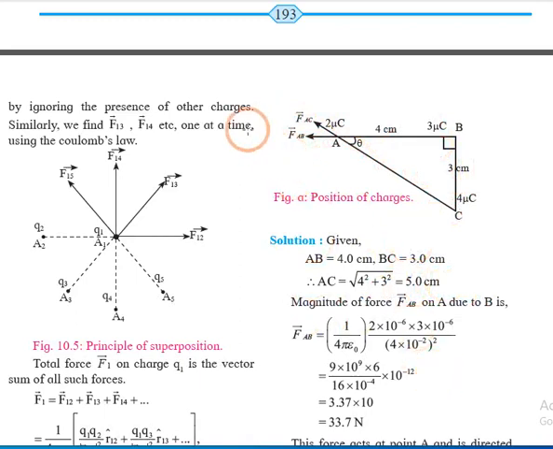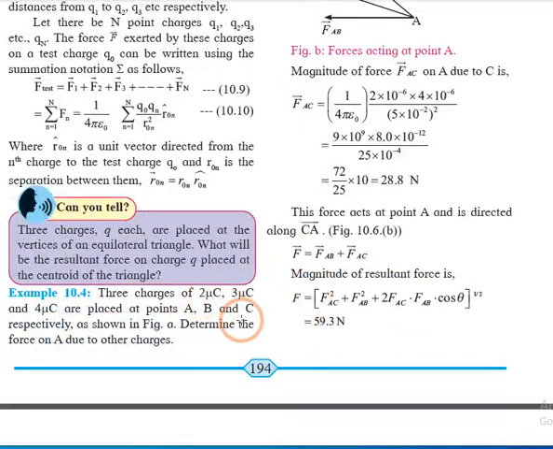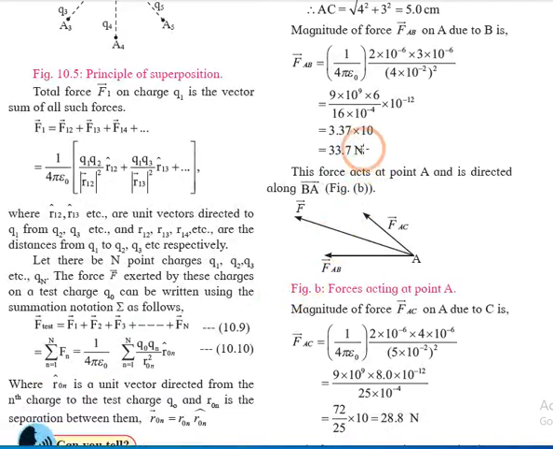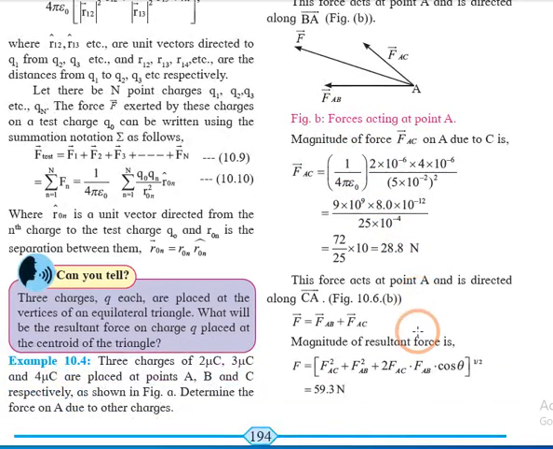Now the magnitude of force F is given by 1 upon 4 pi epsilon naught Q1 Q2 upon R square. We are going to consider it for AB. So the value of A is 2 into 10 raised to minus 6, because it's given here. For A it is 2 microcoulomb, for B it is 3 and for C it is 4. Now, we first found FAB, then found FAC in the same way.